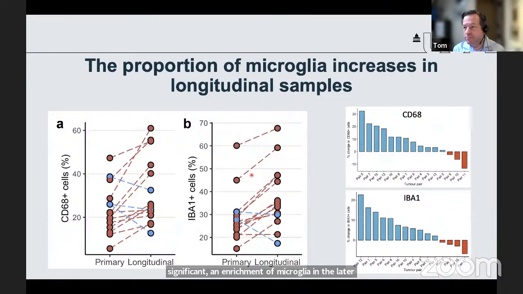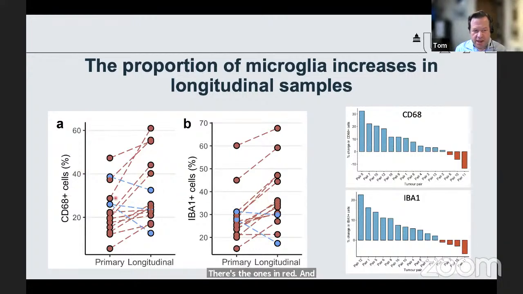We then check that by using CD68 and IBA1 as macrophage microglia markers, and then digitally assessed tumour cell content. And that's shown in different formats here. This is just showing the paired analysis, seeing the vast majority increase. Those are the ones in red.